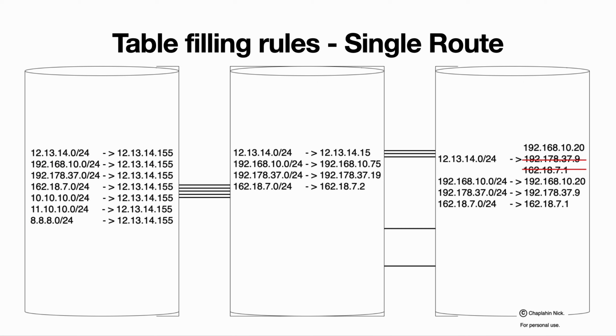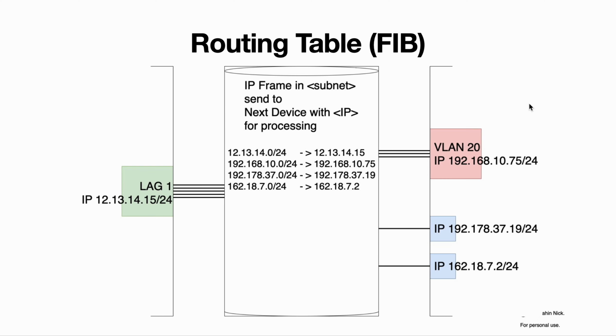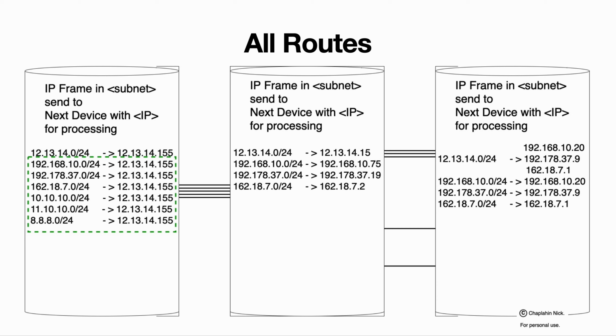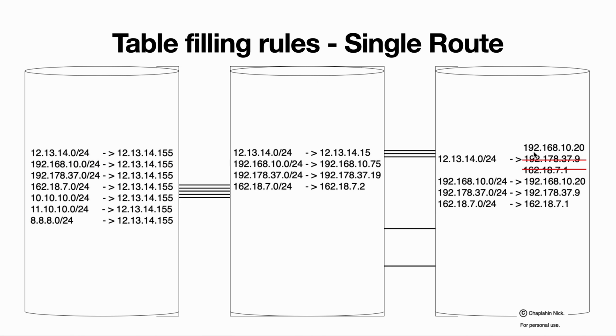Well, if we take a look at possible paths from the right device to the left device, it is also going through the middle device, but here we have three possible routes, three possible channels to transmit traffic. So in the routing table, we have three possibilities: everything to 12.13.14 is sent here, here, or here.